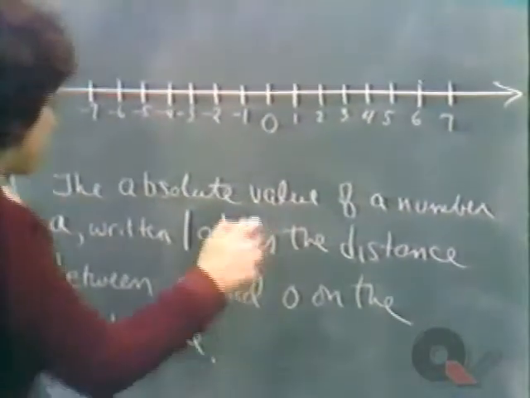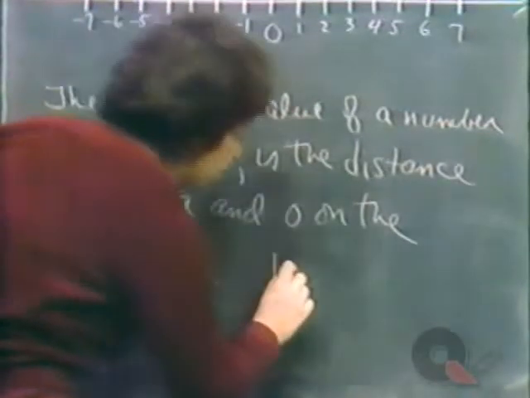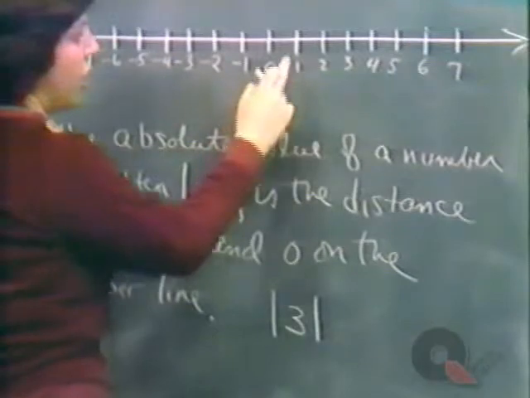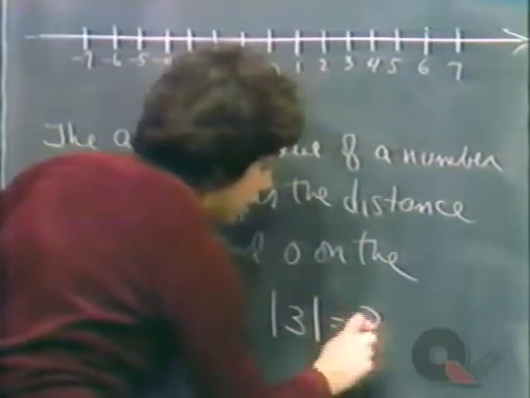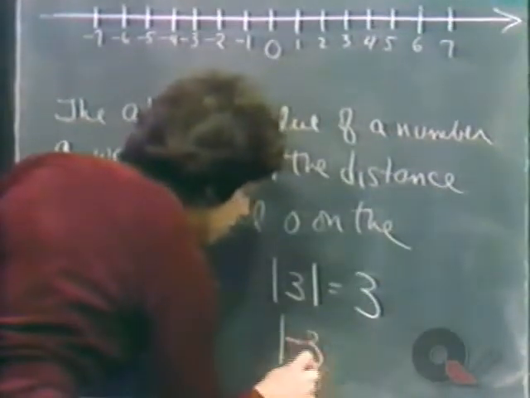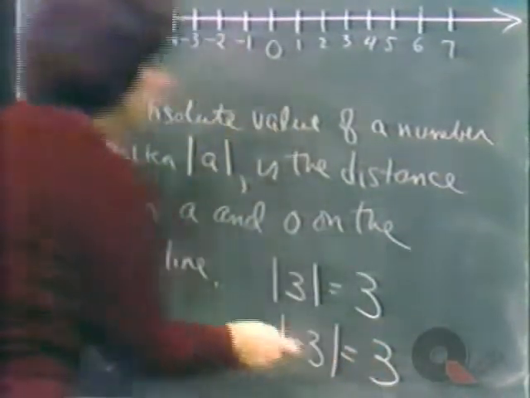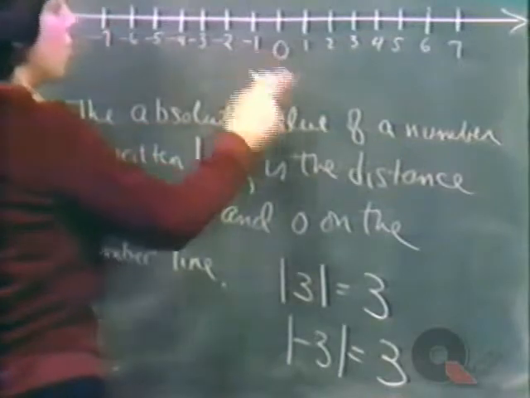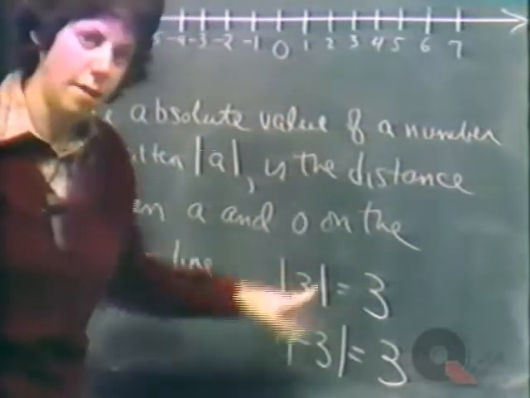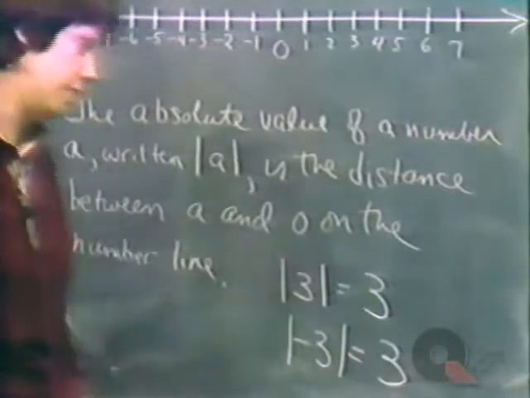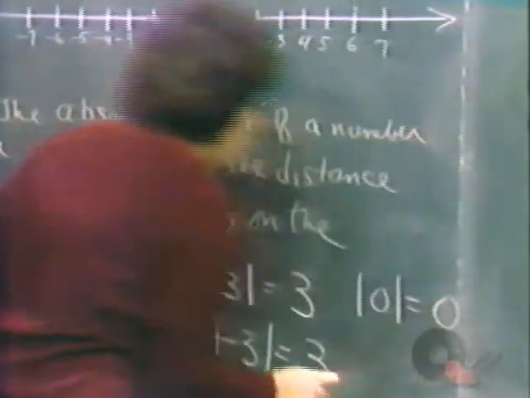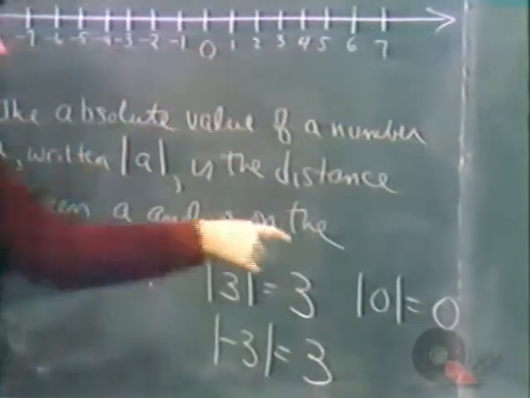For example, the absolute value of 3 is the distance between 3 and 0 on the number line. You'll notice that there are 3 units in between 3 and 0. And also the absolute value of minus 3 is 3. The distance between 3 and 0 or minus 3 and 0 on the number line, either way, is 3 units. The absolute value of 3 or minus 3 is 3. And the absolute value of 0 is 0. The distance between 0 and 0, of course, is 0.